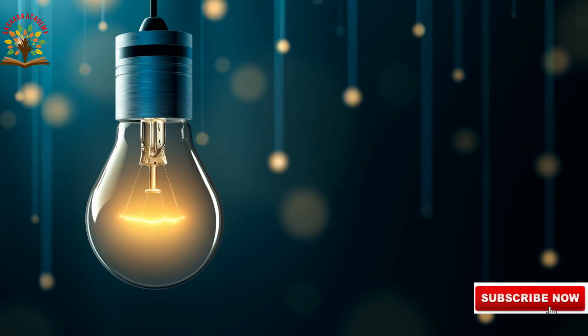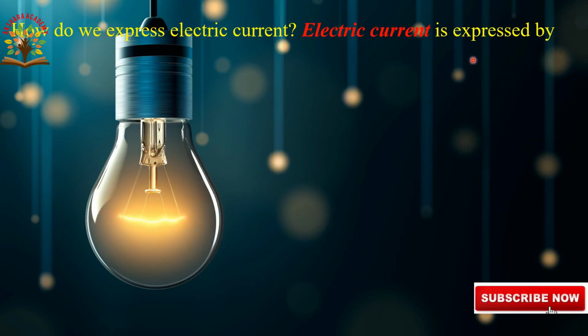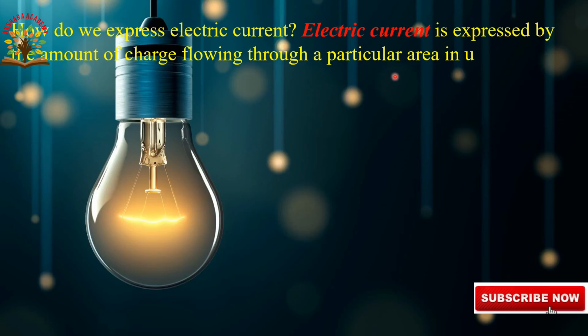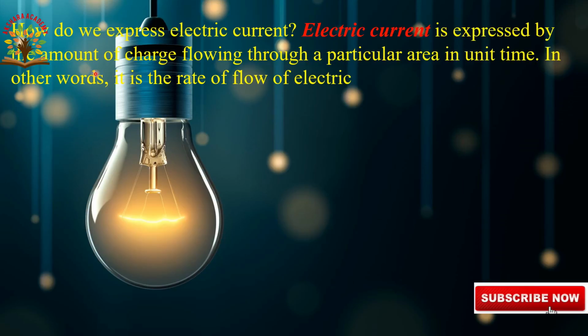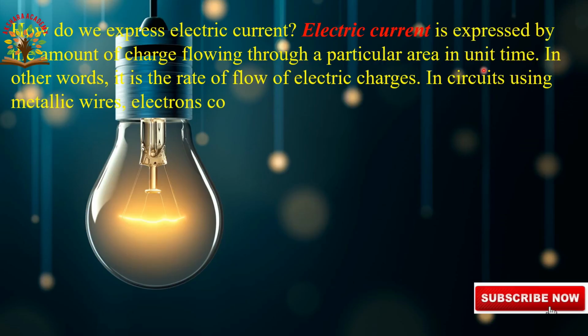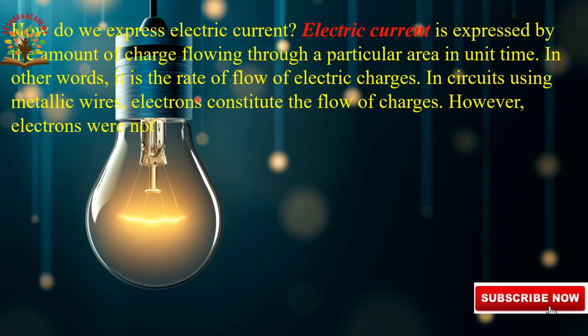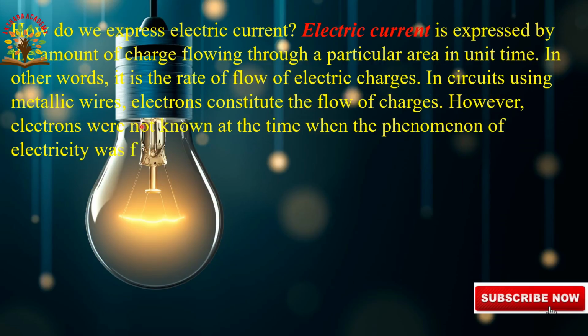Next topic. How do we express electric current? Electric current is expressed by the amount of charge flowing through a particular area in unit time. Electric current is nothing but the amount of charge flowing through a particular area in unit time. In other words, we can define it as the rate of flow of electric charges in a circuit using a metallic wire. Electrons constitute the flow of charge.